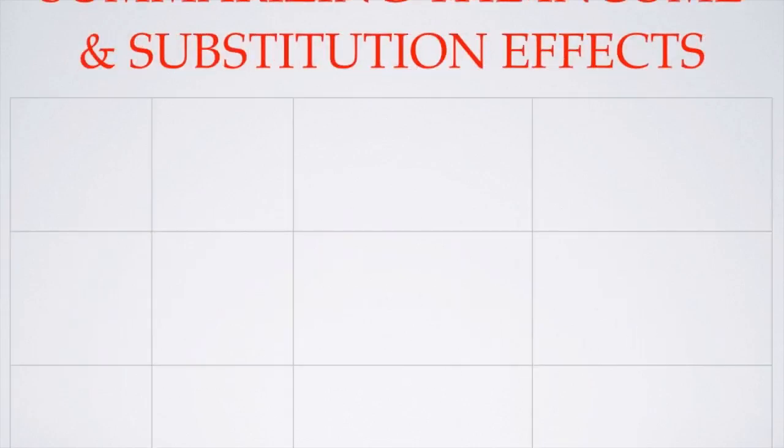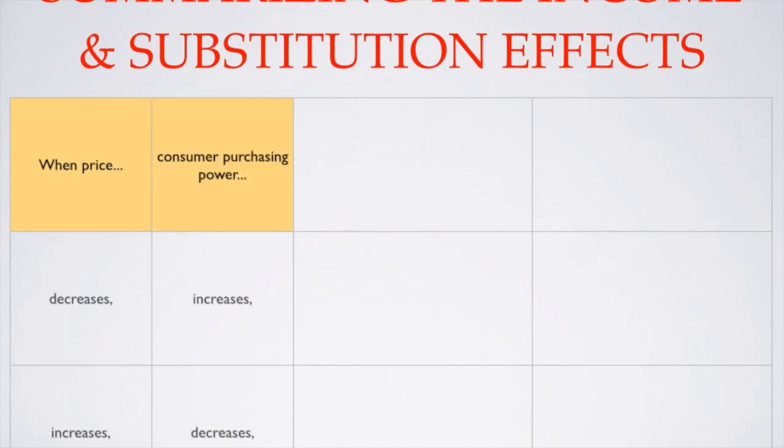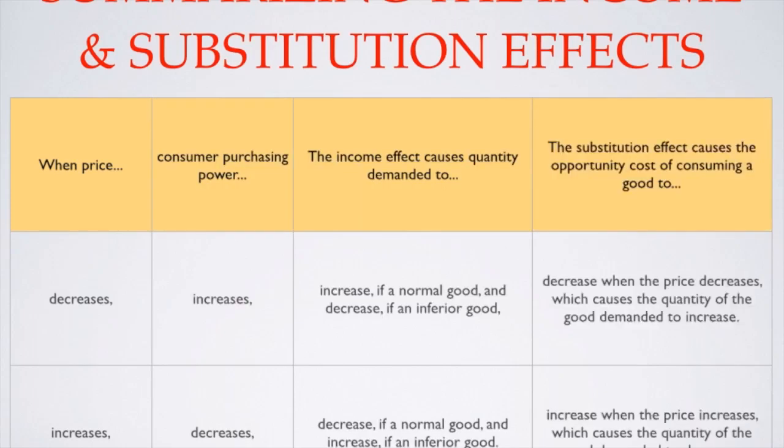When we summarize the income and substitution effects as they apply to marginal utility, we can see that when price decreases, consumer purchasing power increases. The income effect causes the quantity demanded to increase if it is a normal good and decrease if it is an inferior good. The substitution effect causes the opportunity cost of consuming the good to decrease when the price decreases, which causes the quantity of the good demanded to increase.